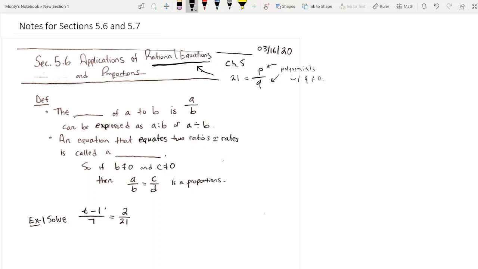Okay, so we've got another definition here. We've got the ratio of A to B is A divided by B. What we're looking for here is the ratio of A to B. Furthermore, we've got an equation that equals two ratios or rates. A over B, that is a rate as well. This is called a proportion.